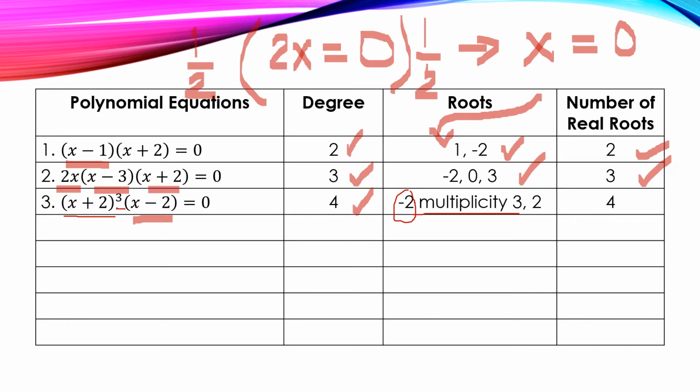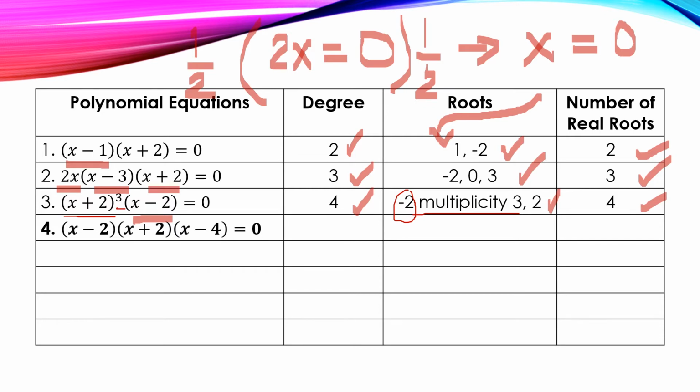Kaya, ang number of roots natin ay 4. So, 3 negative 2 at saka 1 2. Ito, hindi ito. Baka malito kayo sa 3 ha. Sinasabi nito is kung ilang beses naulit yung negative 2. So, 3 negative 2 tsaka 1 2. Kaya, ang total number of real roots natin ay 4. Okay? So, I hope ay na-gets niyo yun, kung paano siya nakuha. Okay? So, let's see yung mga susunod.